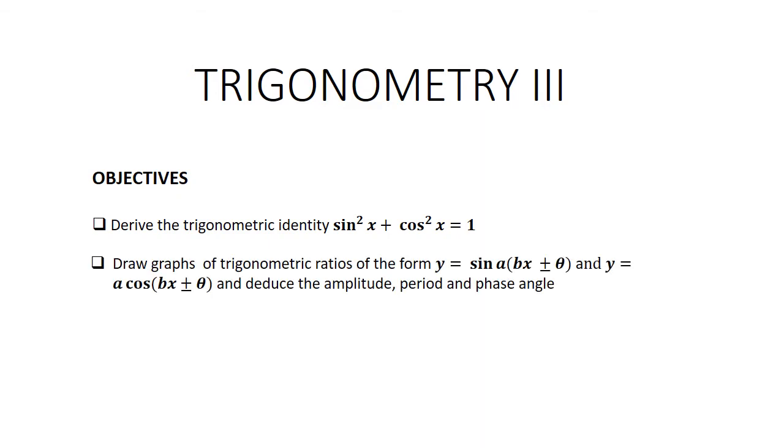Again, we should be able to draw graphs of trigonometric ratios in the form of y equals a sine(bx plus or minus theta), and again y equals a cos(bx plus or minus theta), and therefore we should be able to deduce the amplitude, period, and phase angle in those particular questions or graphs. Lastly, we should be able to solve trigonometric equations graphically and analytically.